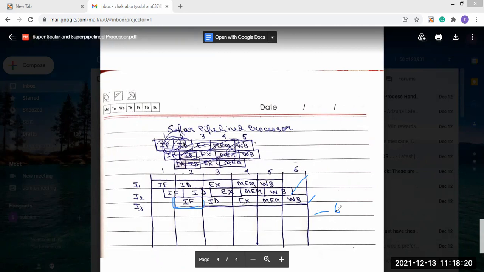Okay, so this is all about our super pipeline processor. Now we have seen all types of processors. First we saw the VLIW processor, then the second type, vector processor, then the third type, array processor, then superscalar processor, scalar processor, and this super pipeline processor. So these are all the types of processors we have discussed. In the next class we will discuss the cache coherence problem. I will not start it today.